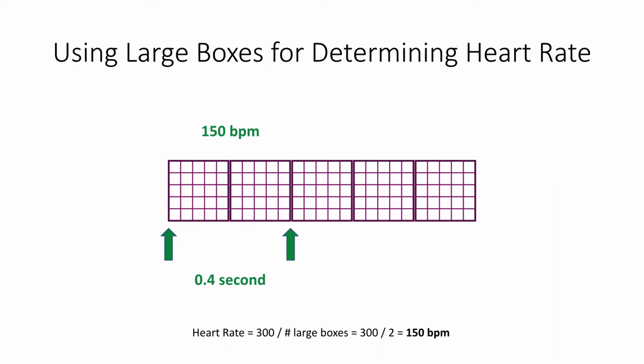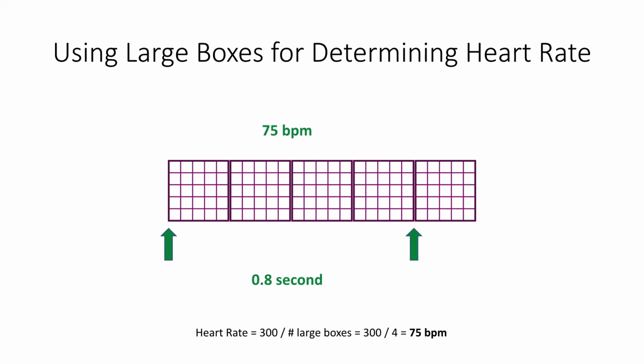And we can continue this easy calculation on down the line. A recurring event over 2 large boxes is 300 divided by 2, or 150 beats per minute. 3 large boxes is 100 beats per minute. 4 is 75 beats per minute. And 5 is 60 beats per minute. From this formula, you can extrapolate other rates as needed.